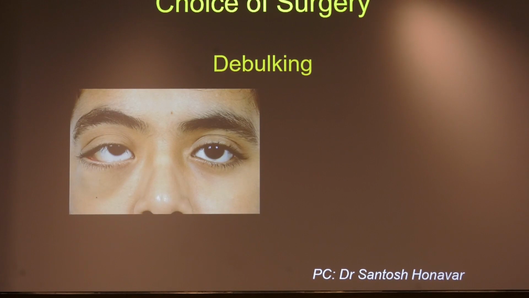Debulking is the choice of surgery when it is a benign tumor, but you cannot completely excise the tumor without damaging the neighboring orbital structure. So you take out as much of the tumor as possible and leave the rest.